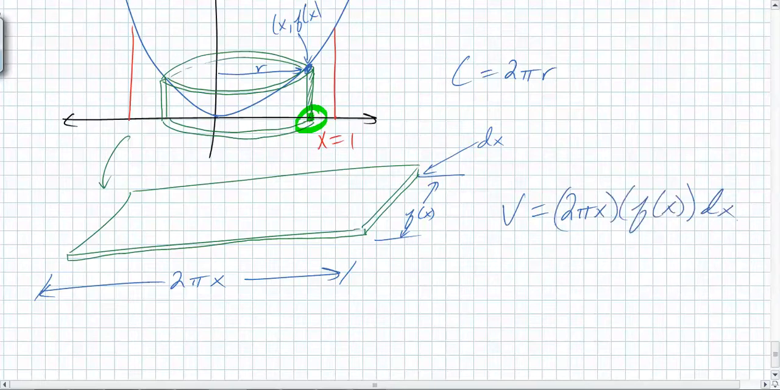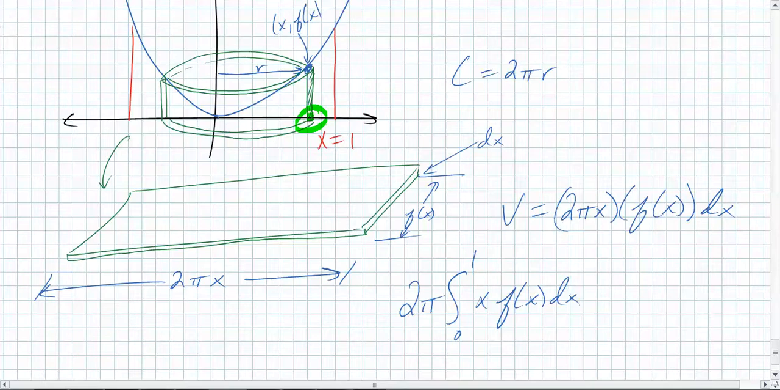How many of these are we adding together? An infinite number of them. What's the smallest x value you're starting with? 0. And what's the biggest x value you're going to? 1. So what are you integrating? You're integrating 2 pi from 0 to 1 of x f of x dx. Now, we haven't even talked about the specific function. Have we specified what function we're dealing with yet? No. What is f of x in this case?